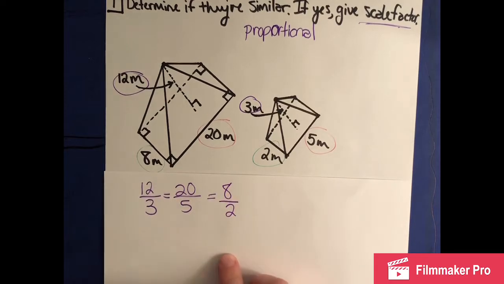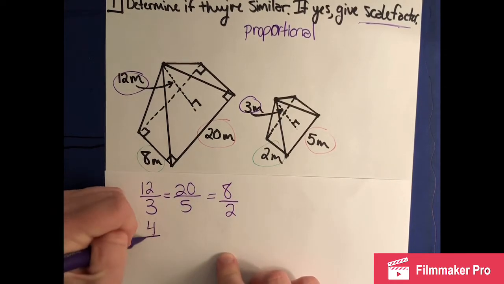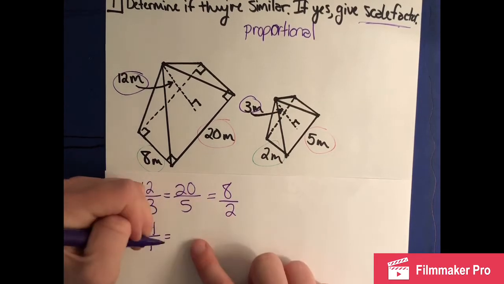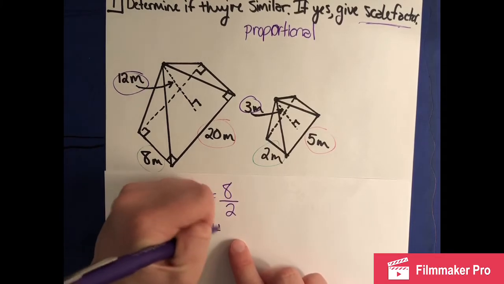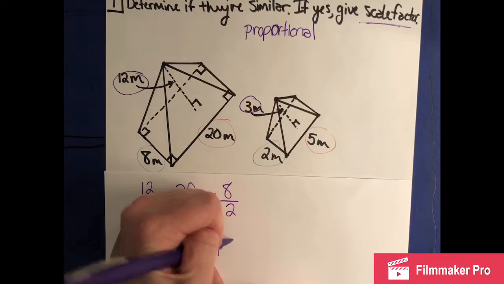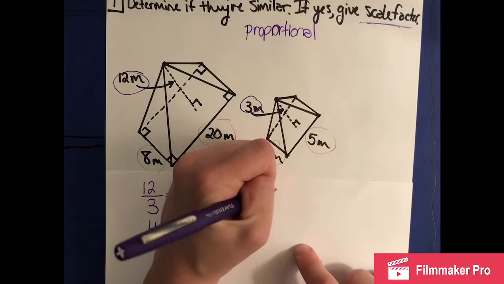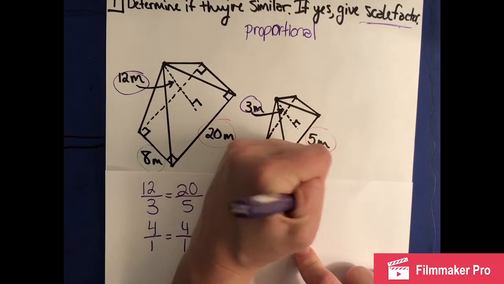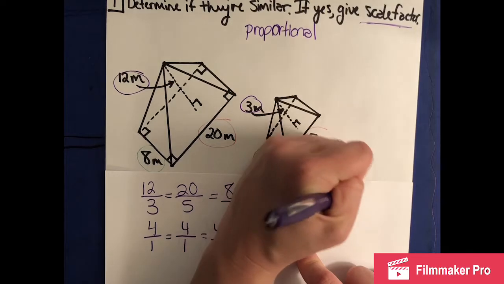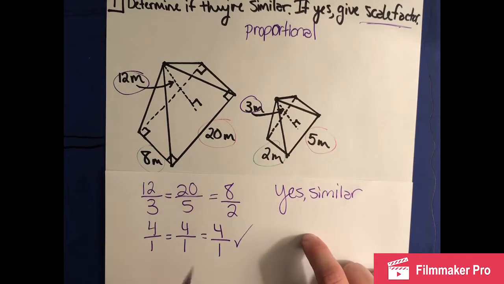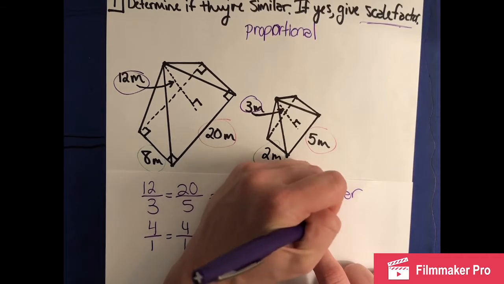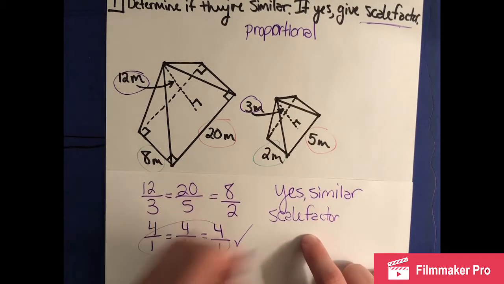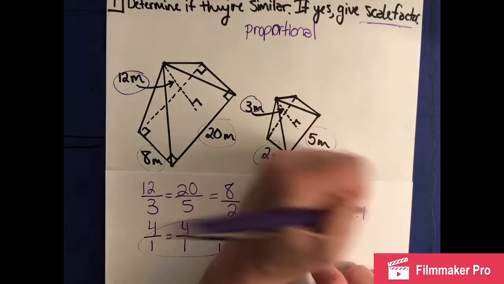And we just want to simplify. So that simplifies to 4 over 1. That simplifies to 4 over 1. That simplifies also to 4 over 1. Which means, yeah, they're proportional. So, yes, they're similar. And it wants the scale factor. So I have a scale factor, and they want the simplified. So scale factor of 4 to 1.